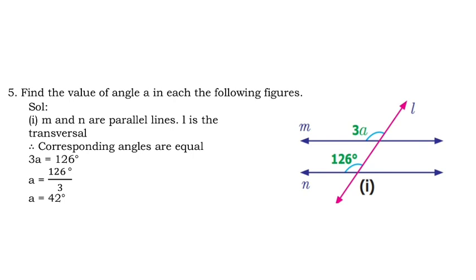Fifth question. Find the value of angle A in each of the following figures. M and N are parallel lines. L is the transversal. So therefore, corresponding angles are equal. 3A is equal to 126 degrees. So therefore, A is equal to 126 degrees divided by 3. 126 is divisible by 3 42 times. So therefore, the value of angle A is 42 degrees.